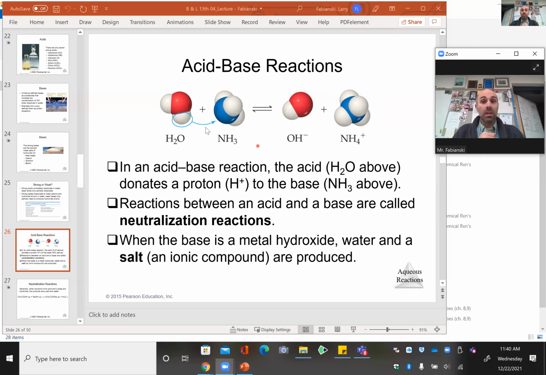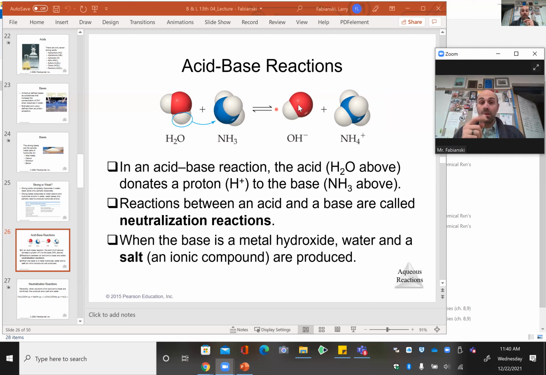And the reason we can do that is because we see that water donates a hydrogen ion, or a proton, and ammonia would accept it. So in this case, water would be the Bronsted-Lowry acid, and ammonia would be the Bronsted-Lowry base.